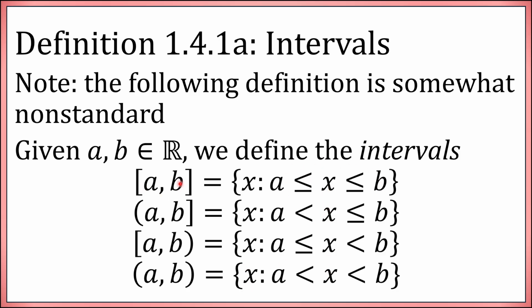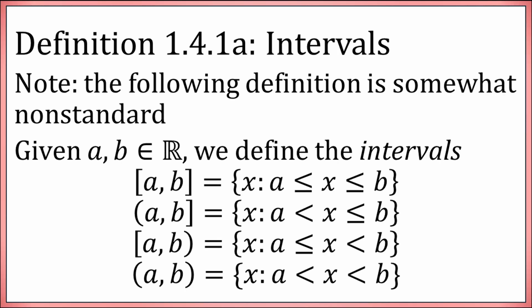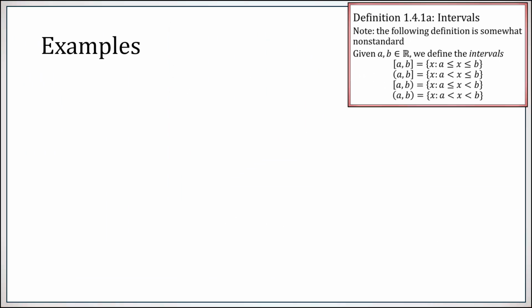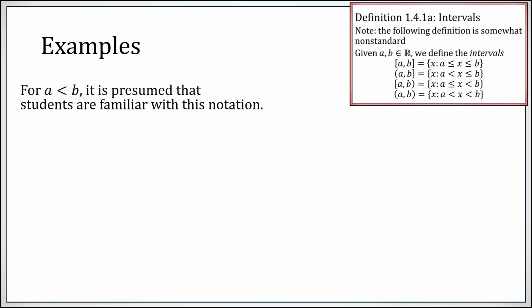Wherever there is a square bracket, you have a non-strict inequality, but wherever there is a parenthesis involved, you include a strict inequality. So there's just a bunch of combinations of square brackets and parentheses that might arise here. And everyone is probably thinking, of course, we all know this. Why am I calling this non-standard? Well, indeed, why? As long as a is less than b, everyone knows this notation.